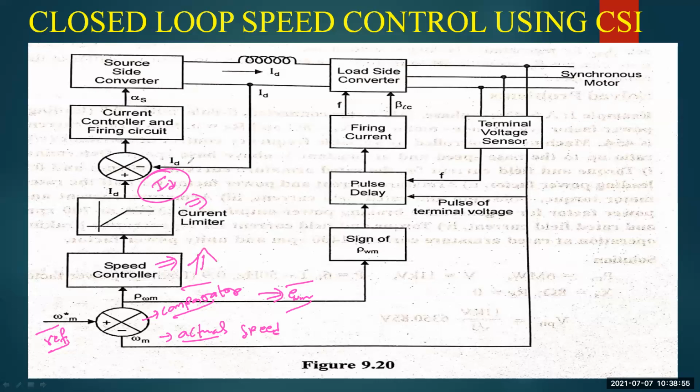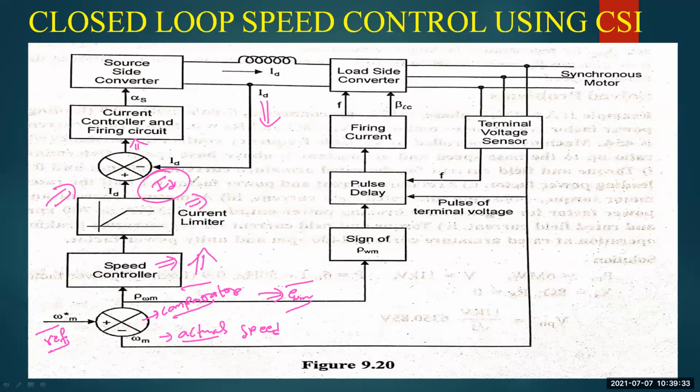The actual DC link current is sensed by the current sensor. It gives the actual DC link current. These two currents, the actual current and the reference current from the current limiter, are compared by the comparator.